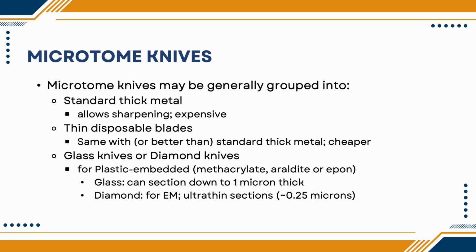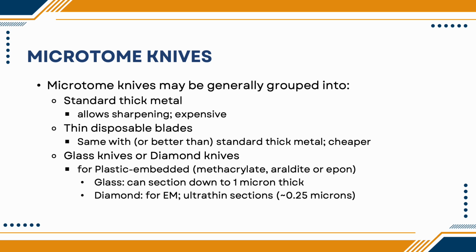So what are the microtome knives? Generally, they can be grouped as the standard thick metal, the thin disposable blades, and the glass knives or diamond knives. The standard thick metal knife allows sharpening. We use stropping techniques, so we can polish it and hone it. In your lecture, you will find out that there are different hones that we can use to sharpen standard thick metal knives. However, these are not typically employed in a routine histopathologic laboratory in modern times.